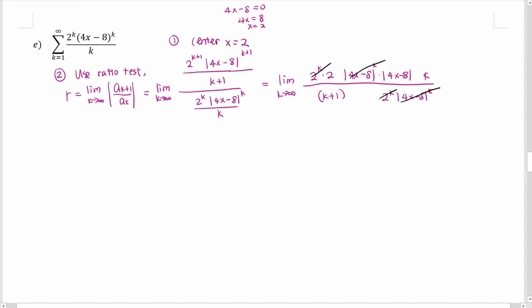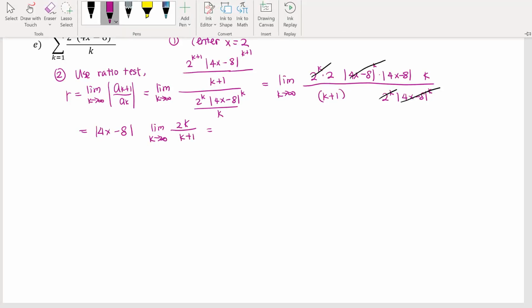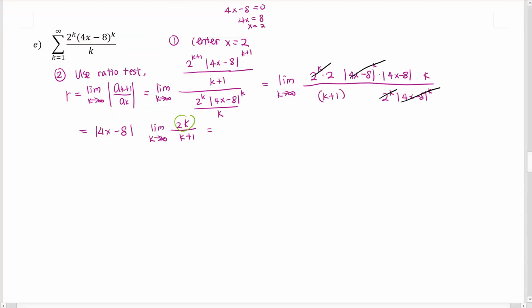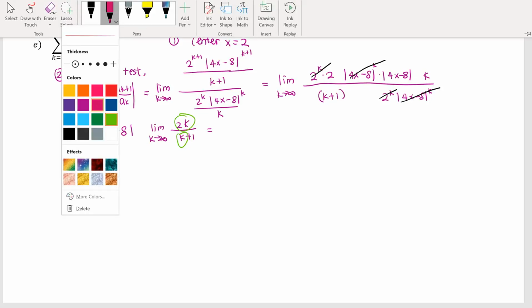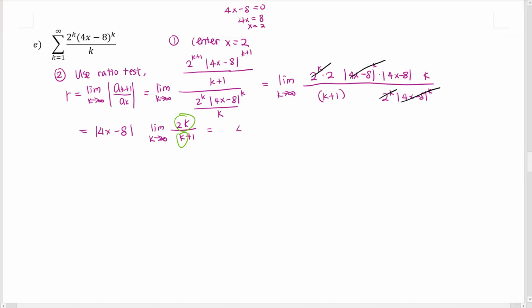Okay, so because x is like a constant, right? So we can move the x outside of the limit. Then what's left? We have 2k on the top. We have k plus 1 at the bottom. So what are the dominant terms? Well, the dominant terms are 2k and the k, right? So that is why here we have 4x minus 8 and 2k over k, that's 2. Okay, so this is the ratio.